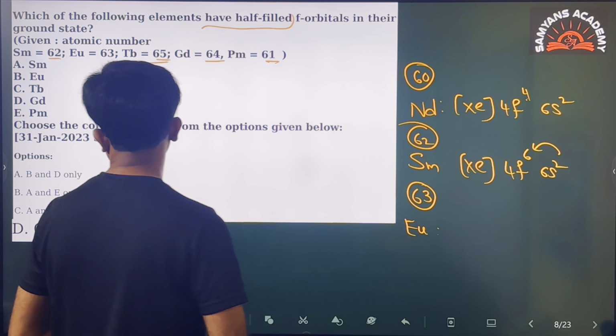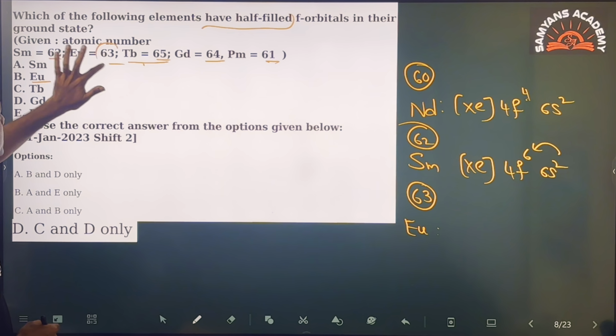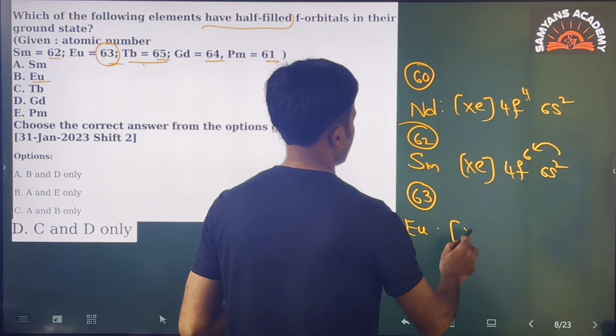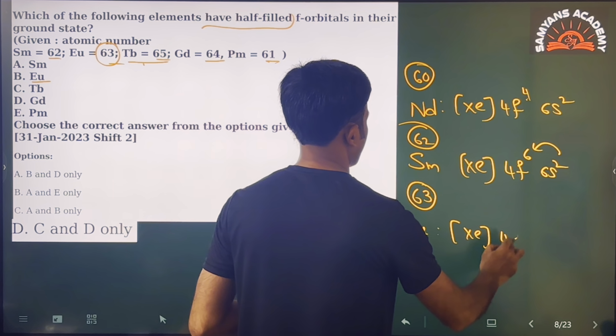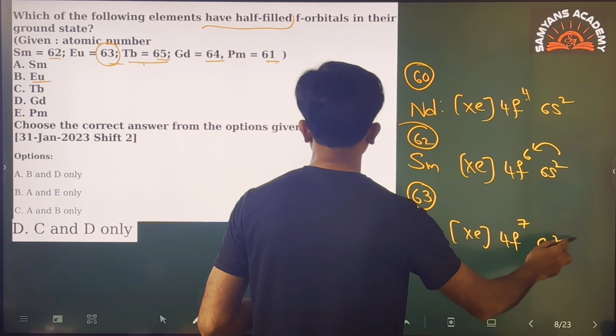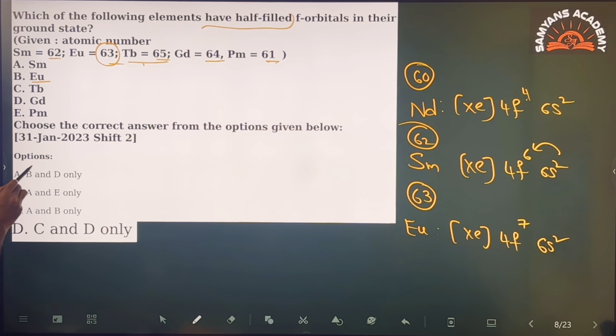Now you tell, europium has electron configuration 63, right? Now you fill the electrons. Xenon. This is the half-filled configuration. You see 4f7 is coming. So the B1 is the right option. B in option A is also there, and B in option C is also there. Between A and C, you have to select the right option here.